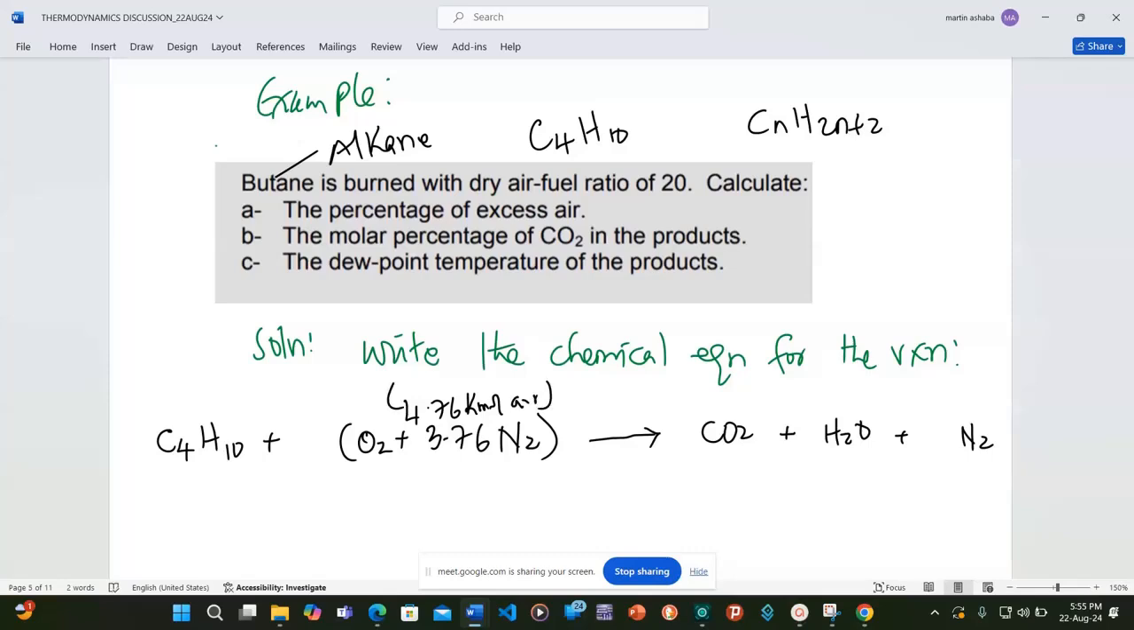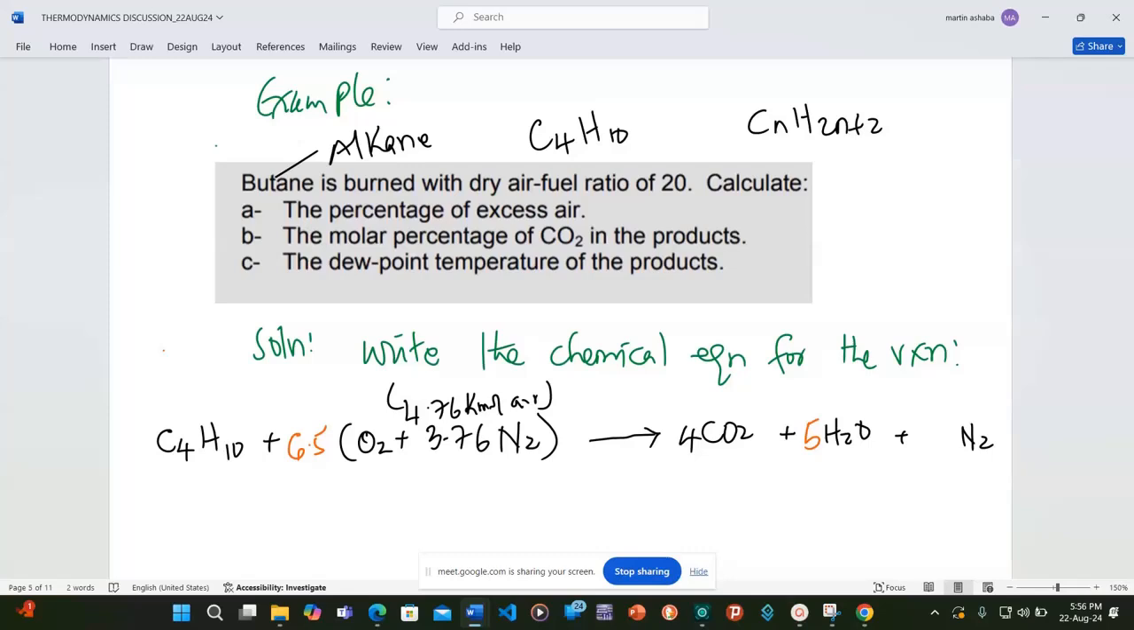So we balance. Carbon is 4 this side, so this one should also be 4. What is water? Water is having hydrogen. So hydrogen here is 10, this side is 2, so we put 5 here. So what happens to oxygen? We have 8 here, 8 plus 5, we shall have 13. But this side we have 2, so to make it 13, it should be 6.5.